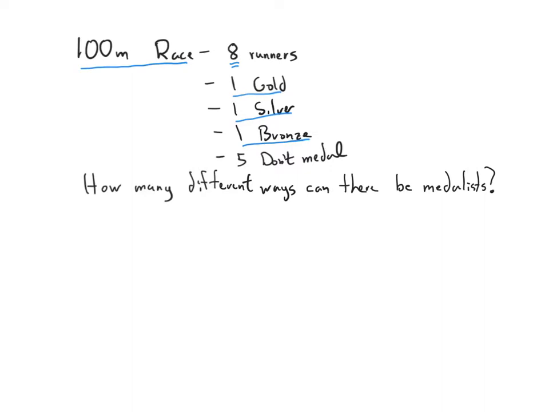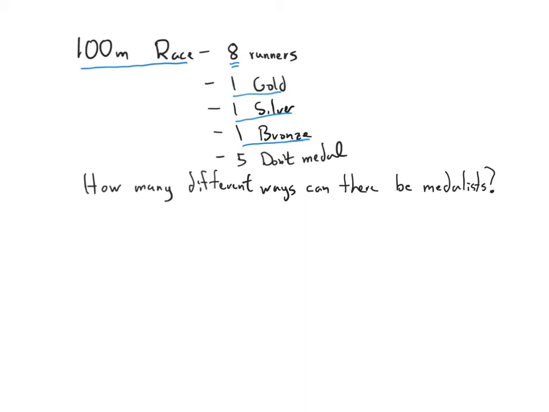And we're asked, well, how many different ways can there be medalists? For example, maybe runner 1 wins the gold, runner 2 wins the silver, runner 3 wins the bronze. That's one way. Or maybe something along the lines of runner 4 wins the gold, runner 2 wins the silver, runner 7 wins the bronze. There's another way. How many different ways can there be medalists?